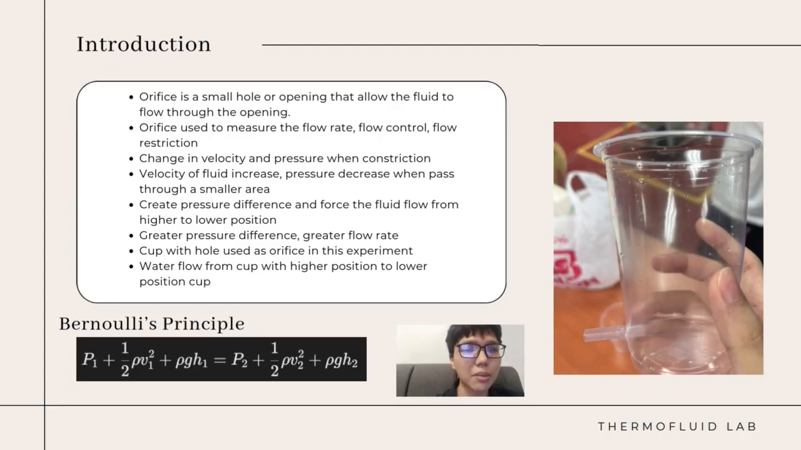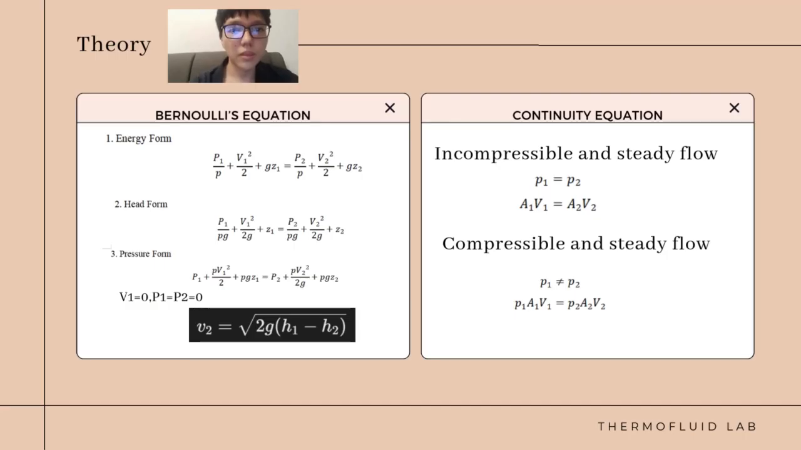In this experiment, a cup with a hole is used as the orifice. The water will flow from the cup in the higher position, which has the higher potential energy, to the cup in the lower position. Next, we will continue to the theory part.